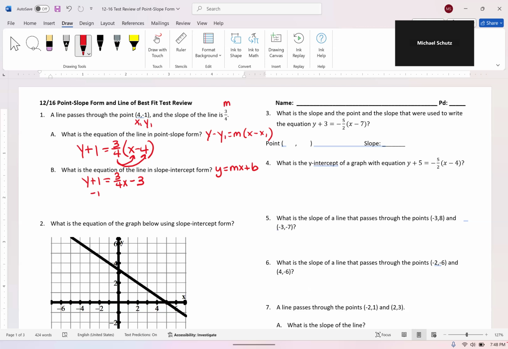So 3/4 times -4 is -3. Get rid of the plus 1 by subtracting 1. And so we have y equals 3/4 x, and then -3 minus 1 is -4. So there is the equation in slope-intercept form.